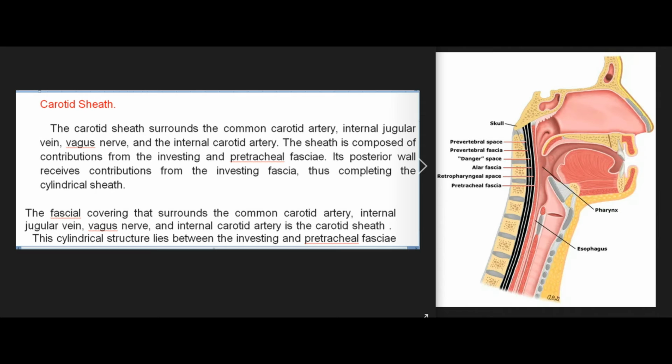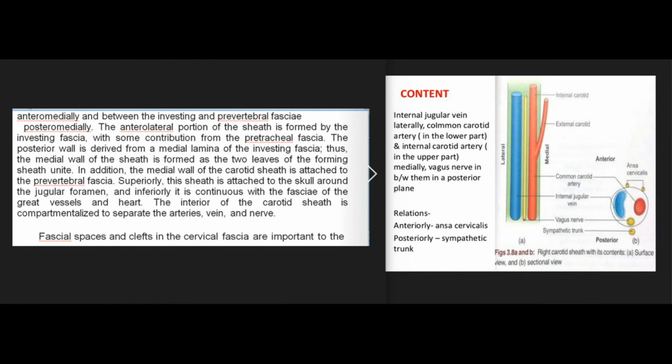The fascial covering that surrounds the common carotid artery, internal jugular vein, vagus nerve, and internal carotid artery is the carotid sheath. This cylindrical structure lies between the investing and pretracheal fasciae anteromedially and between the investing and prevertebral fasciae posteromedially. The anterolateral portion of the sheath is formed by the investing fascia, with some contribution from the pretracheal fascia. The posterior wall is derived from a medial lamina of the investing fascia, thus the medial wall of the sheath is formed as the two leaves of the forming sheath unite.